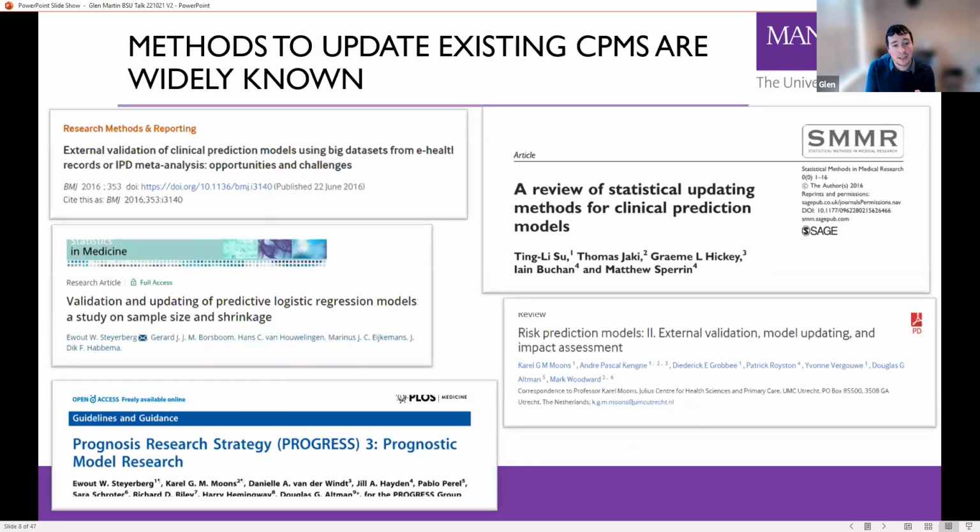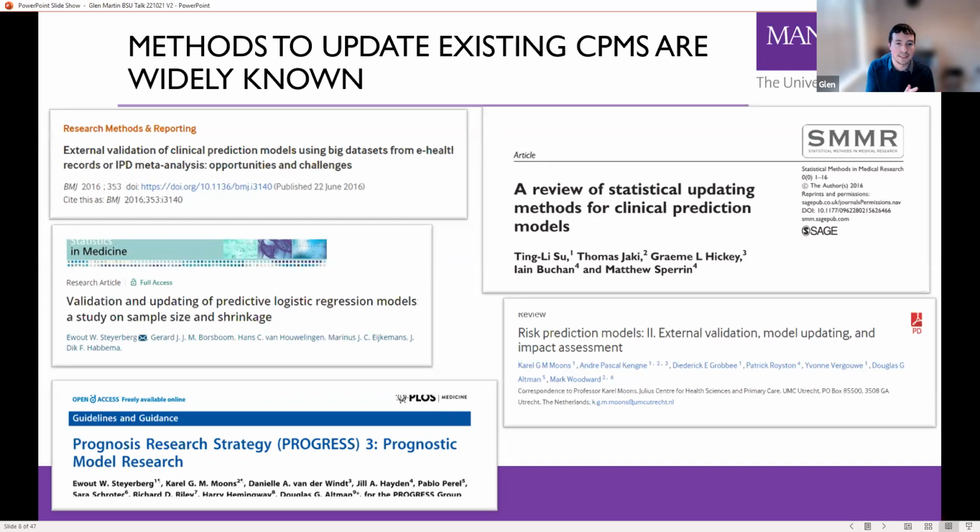And this is not actually a new concept in prediction modeling. So these papers here are a collection of examples that show methodologically how you can take an existing or previously published prediction model and apply what they call model updating methods that essentially tweak that existing model to more closely reflect the population of interest.